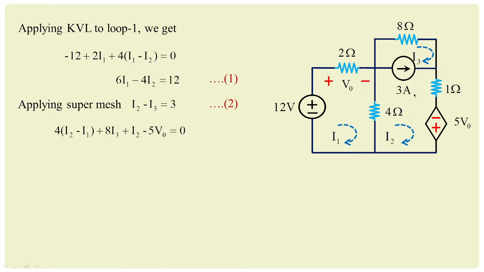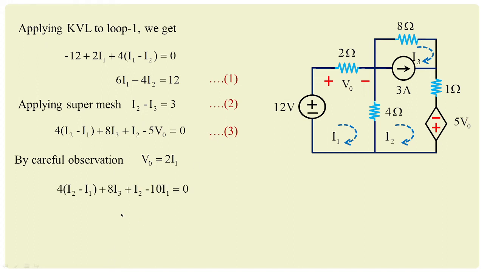Now select the rest of the parameters which are linked to loop 2 as well as loop 3, that is 4 times (I2 minus I1). Then 8 I3, then 1 times I2 minus 5 V0, taking the voltage value on the path as it is. I am treating this as equation 3. Now the important question is, what is V0? In mesh analysis, V0 is equal to 2 times I1. So substitute V0 in equation 3. Then I get 4(I2 minus I1) plus 8 I3 plus I2 minus 5 times V0, that is 5 into 2 I1, that is 10 I1. Reframing this equation, we get minus 14 I1 plus 5 I2 plus 8 I3 is equal to 0. Treat this equation as 4.